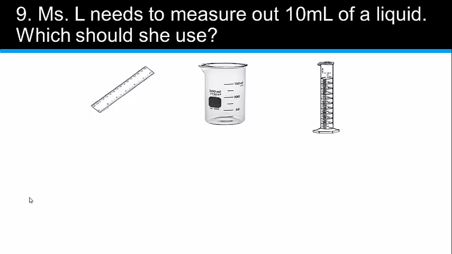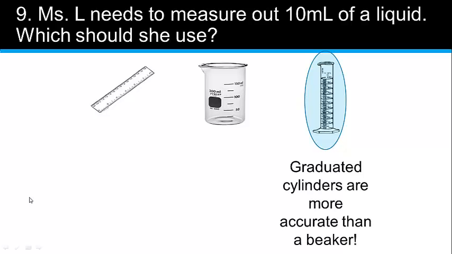I need to measure out 10 milliliters of a liquid. Which should I use? So obviously we're not going to use the ruler. That's silly. The decision comes down to a beaker or a graduated cylinder. What we're going to use is the graduated cylinder. They are more accurate than a beaker. So for a graduated cylinder, somebody checked to make sure that the volume of these was accurate. For the beaker, a machine just stamped those lines on there. Nobody checked to make sure that what said 50 milliliters on the beaker is actually there.